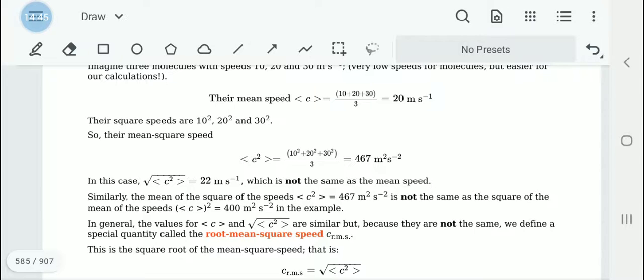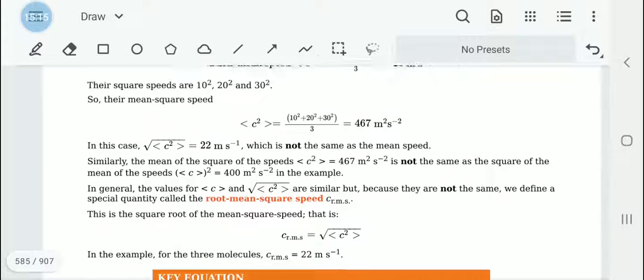When we consider this in general, the mean speed is not equal to the root mean square speed. They are, in principle, similar. But because they are not the same, we take another value, the root mean square speed.